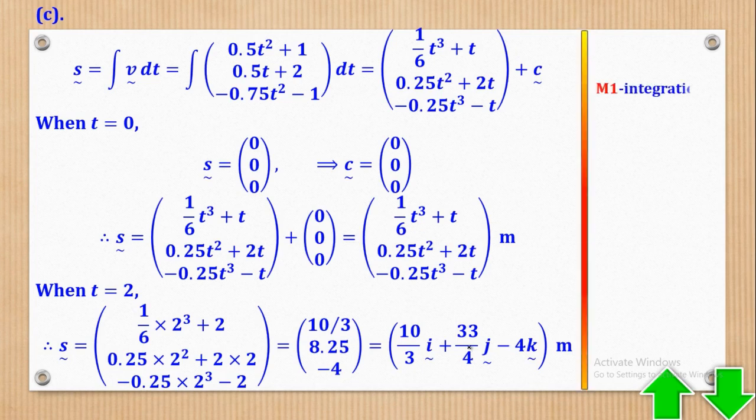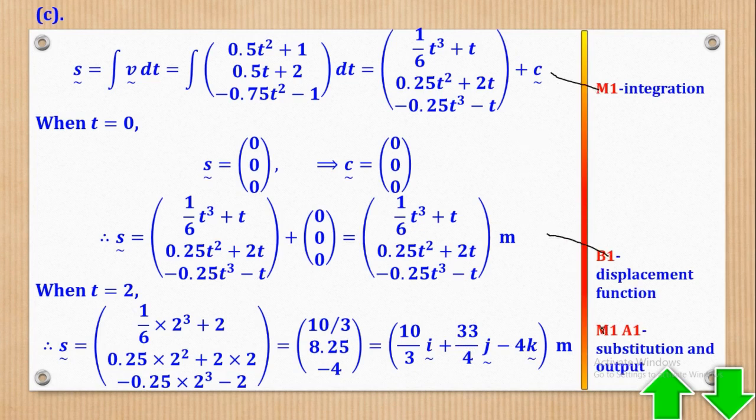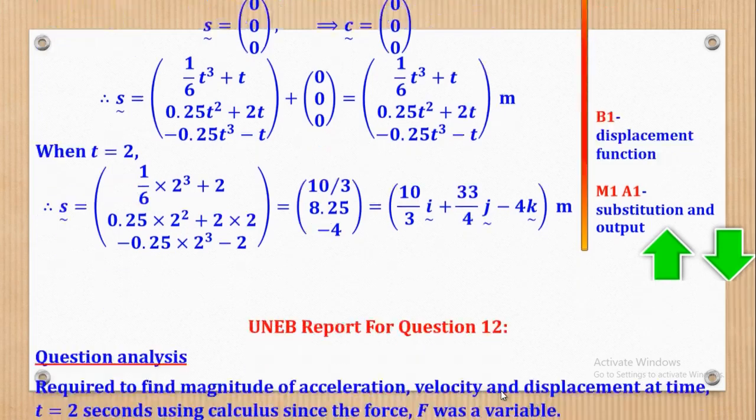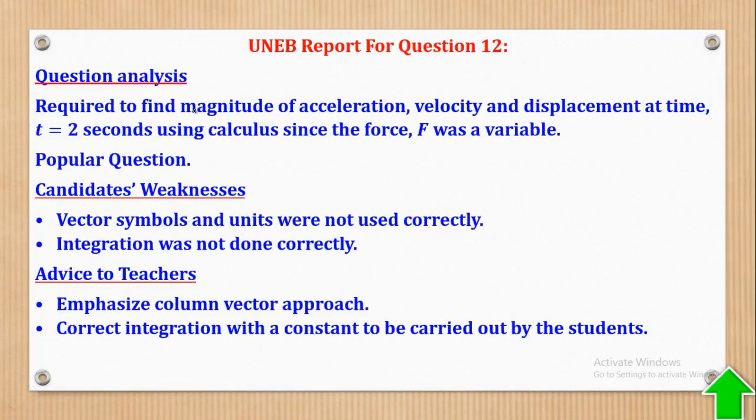Now let's see how marks can be awarded for this slide. M1 for integration, B1 for displacement function, M1 for substituting the value of t, and A1 for the output. So the question required finding the magnitude of acceleration, velocity, and displacement at time t equal to 2 seconds using calculus, since the force was variable. So when the force is variable, what should come to your mind is integration and differentiation, in other words, calculus. So the question was popular, meaning it appears frequently in previous past papers.